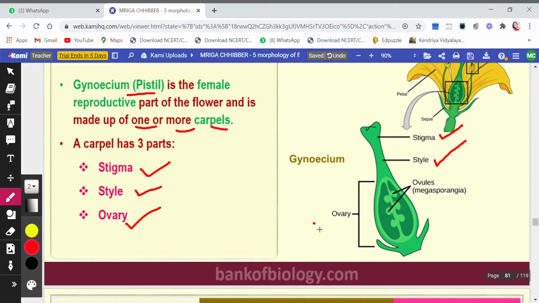This is the ovary. The ovary inside contains ovules, as you see. Ovule is also known as megasporangia. So this is the main part of the gynoecium.